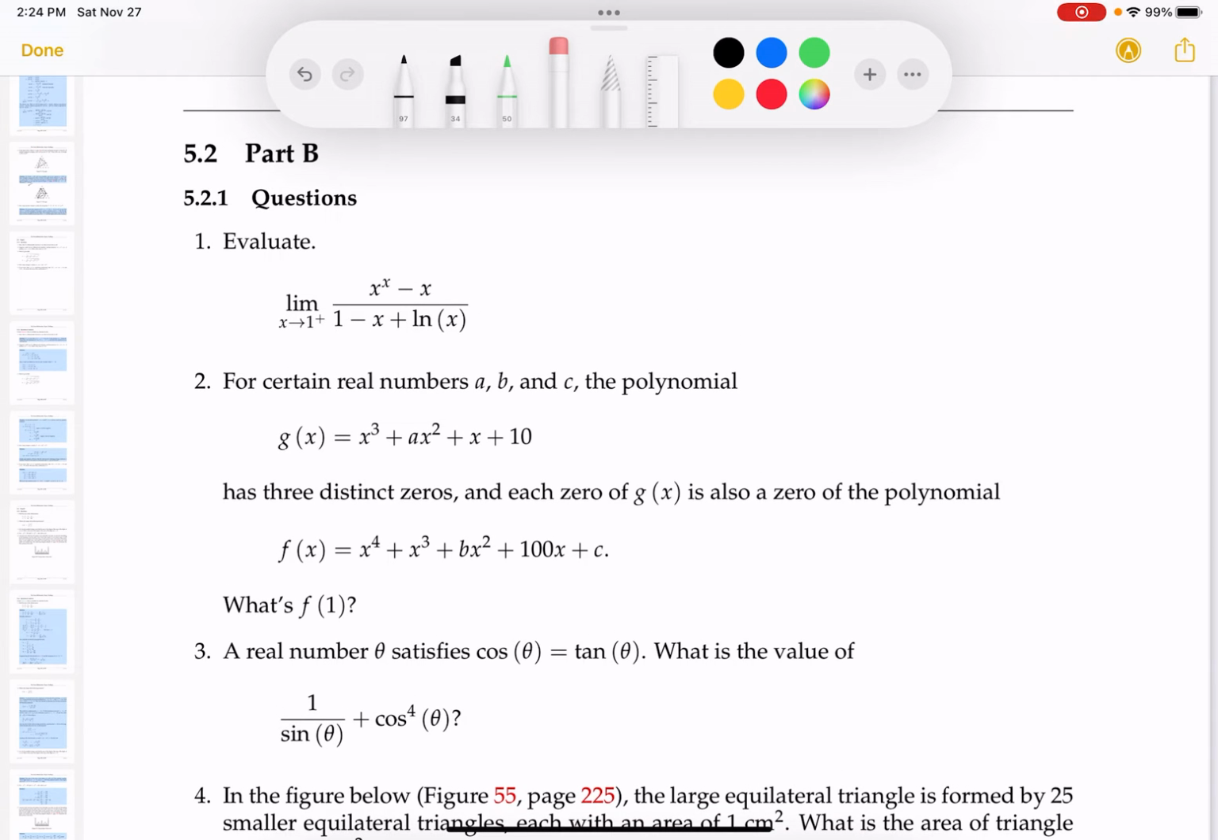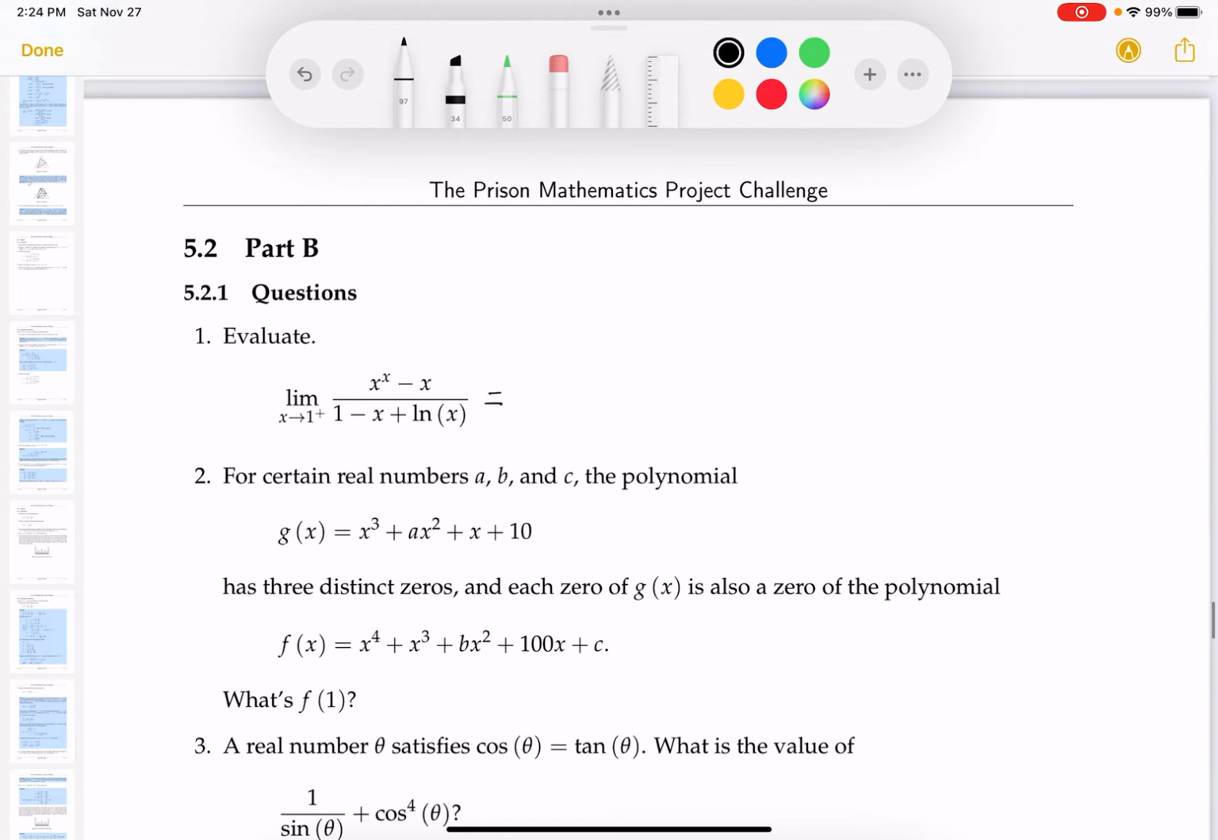Let me do number 1. It looks pretty easy. However, if you can't remember things, nothing's easy. I'm going to say L'Hopital's rule, and the limit of the top is going to be 0, and the limit of the bottom, the natural log of 1, is 0, and then 1 minus, it's L'Hopital's rule. So limit x goes to 1 from the right side. I got some troubles over here.